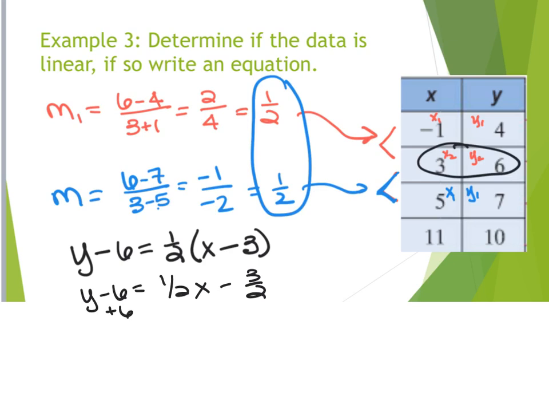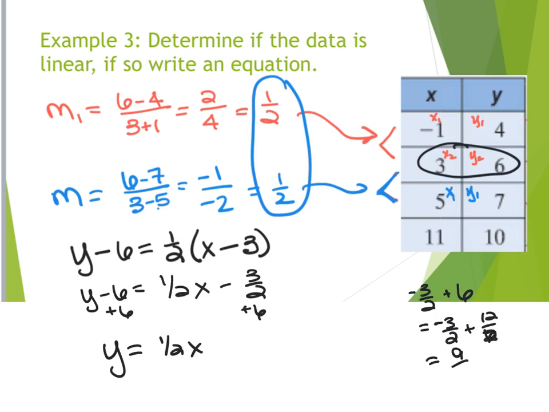I have to add 6 to both sides. So I really end up with y equals 1/2 x, and I'm going to take my negative 3/2 and add 6 off to the side. When I get my common denominator, that's going to be 2. So I'm going to make that 12/2. Negative 3 plus 12 is going to give me 9/2. So I really end up with y equals 1/2 x plus 9/2. And this would be my final equation.